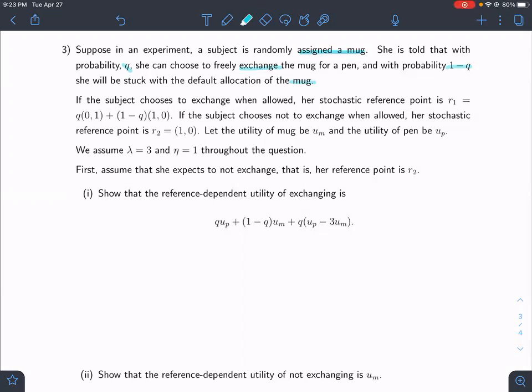Okay. And then now we have the first reference. There are 2 reference points in this question. So this is different from the homework, or maybe upgraded from the homework. For the first reference point, you exchange when allowed. So the first reference point is the case where you trade by a probability Q. So you end up with a pen, and then you keep your mark. So this is the first reference point.